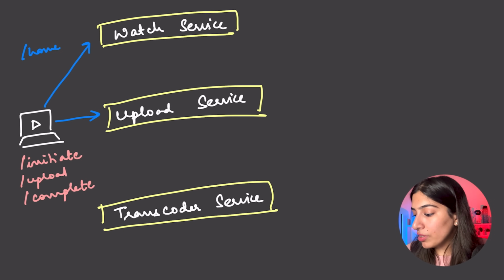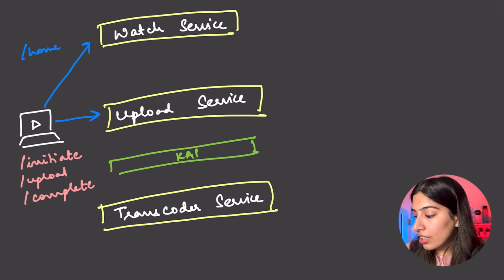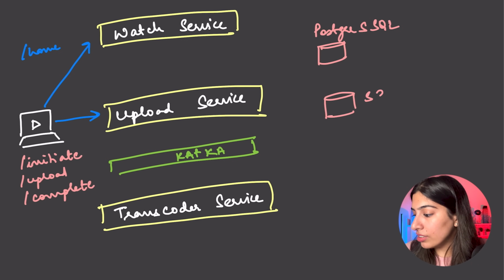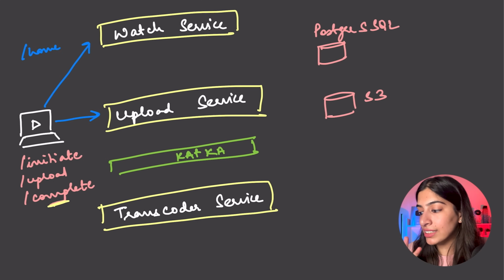Then what happened was between the upload service and the transcoder service, there was one Kafka. And we also added databases. So there was S3 and PostgreSQL, right? So let's write PostgreSQL over here and S3 over here. So what happened was when we finished up complete, while finishing the complete, the upload service did 3 things.